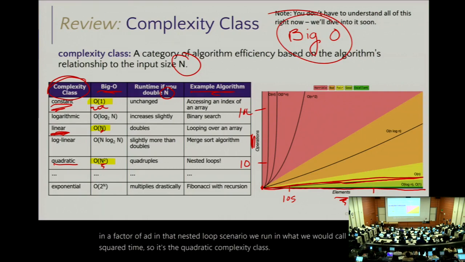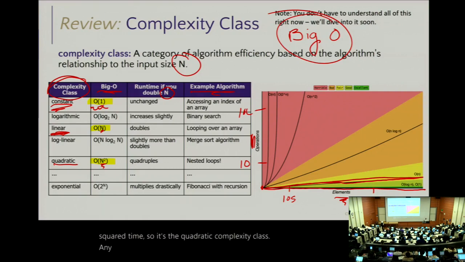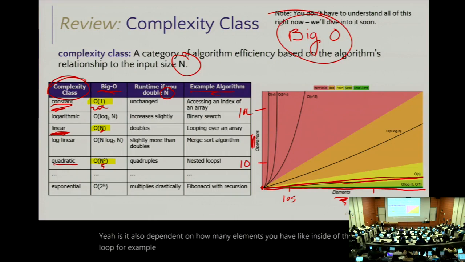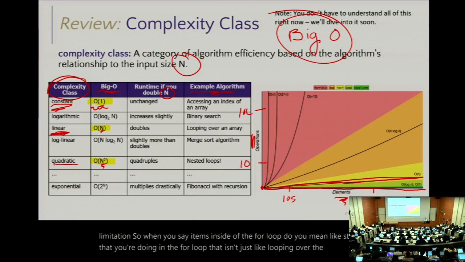Any questions about complexity classes or how this works at this moment in time? Yeah. Is it also dependent on how many elements you have inside of the for loop, for example? So with that, would you just scale it up in terms of the big O notation? When you say items inside of the for loop, do you mean stuff that you're doing in the for loop that isn't just looping over the array? Great question. Yes, that does impact the runtime.